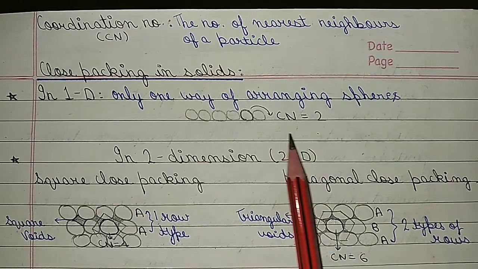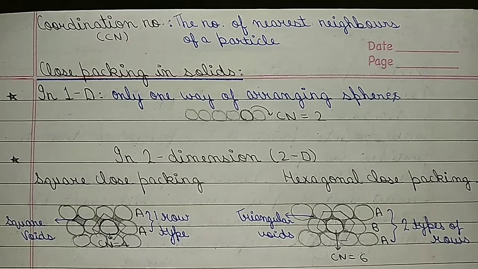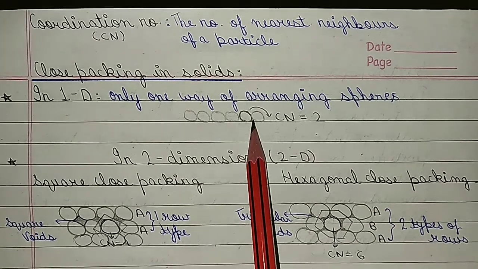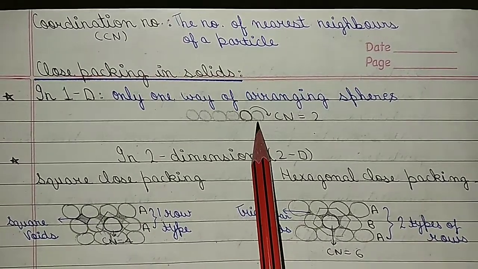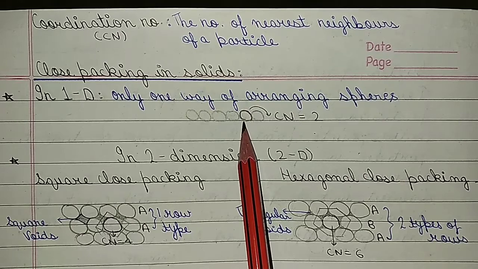Now what is Cn? Cn means coordination number. Coordination number is the number of nearest neighbors of a particle. Like this particle has two nearest neighbors. First neighbor is this particle and the second neighbor is this particle. So this particle has two nearest neighbors. So the coordination number of this particle is 2.